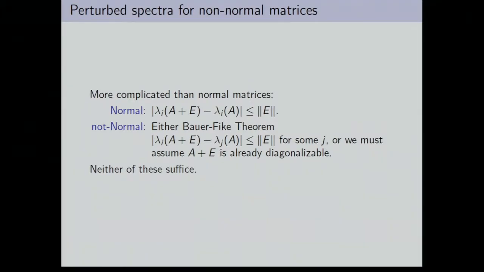So in the case when your matrix is not normal, not Hermitian, there are a couple of things that you can try to do. One is the Bauer-Fike theorem. And what this says is that every eigenvalue of your perturbed matrix is close to some eigenvalue of your original matrix. Now the problem with this is that all my eigenvalues of my perturbed matrix could in principle be close to a single, like lambda 1 of my original matrix. So this prevents you from getting any decent type of spacing result. There are some other results, but they essentially assume that your perturbed matrix, A plus E, is already diagonalizable, which is just exactly what we're trying to prove. So that's not helpful at all.